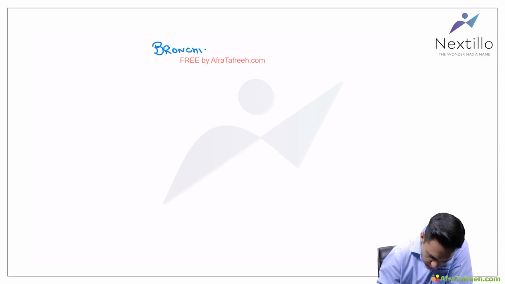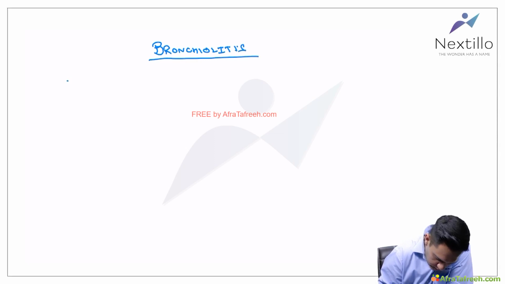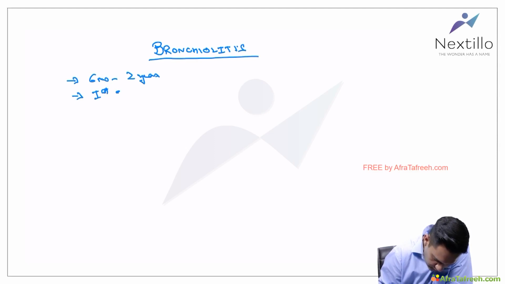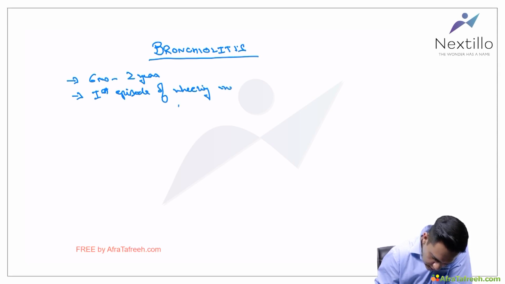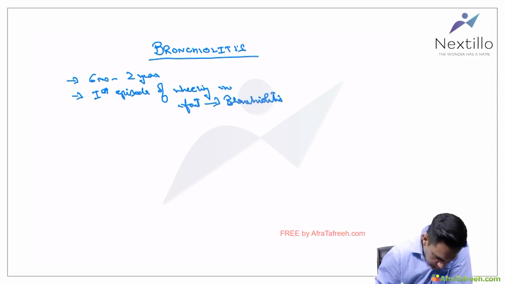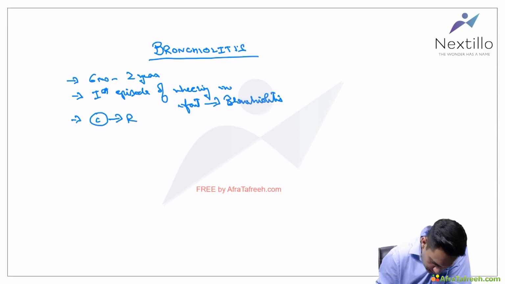It is a very important topic for MCQs. Bronchiolitis is commonly caused in 6 months to 2 years, and any first episode of wheezing in an infant is most commonly bronchiolitis. It is commonly caused by RSV virus.